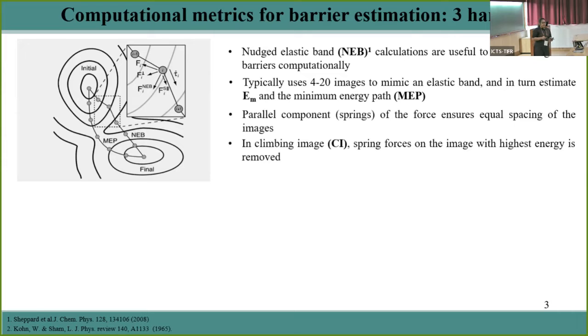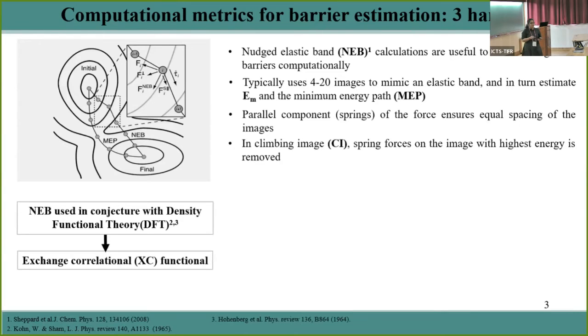A slight modification which is done to this nudged elastic band calculation is the climbing image approximation, where the image having the highest amount of energy is chosen, and the parallel component of the force at that particular point is loosened. So that will result in the identification of the saddle point energy with much higher accuracy. The NEB predicted barriers are usually computed in conjunction with density functional theory based tools. And therefore, any approximation that goes into DFT will affect the NEB predicted barrier as such.